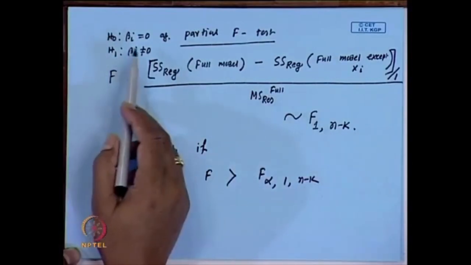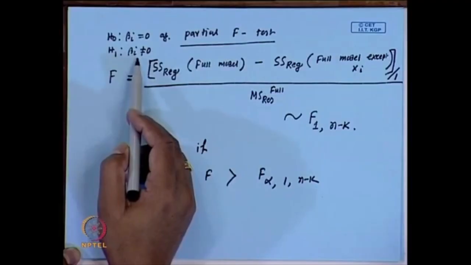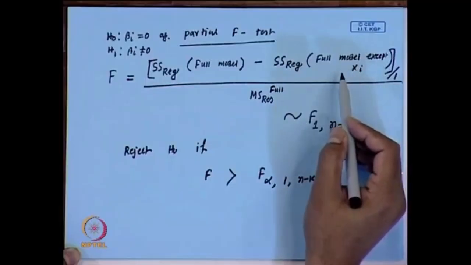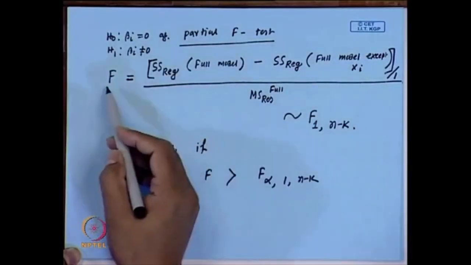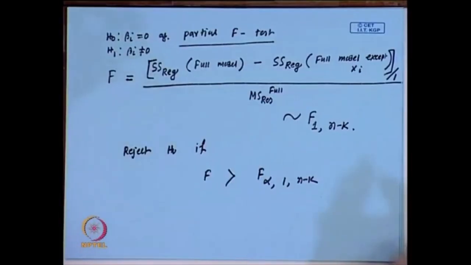Rejecting H naught means accepting the alternative, that is, x i, the i-th regressor, has a significant contribution to explaining the variability in y in the presence of the other regressors in the model. If this difference is large, then F is large, and we reject the null hypothesis and accept the alternative hypothesis. We talked about all these things before also.